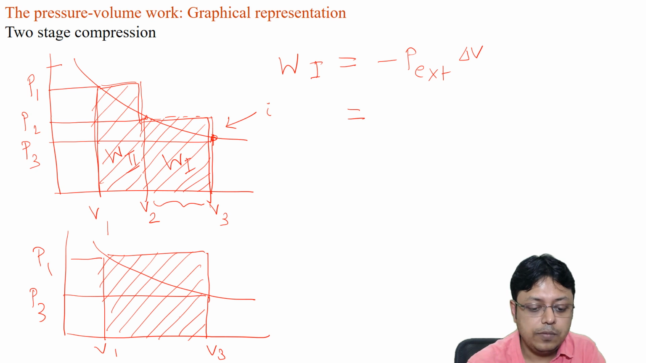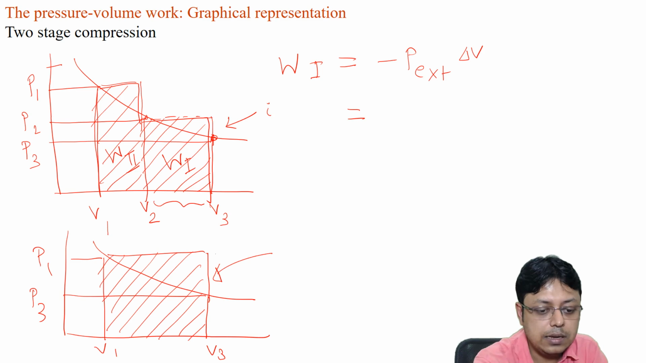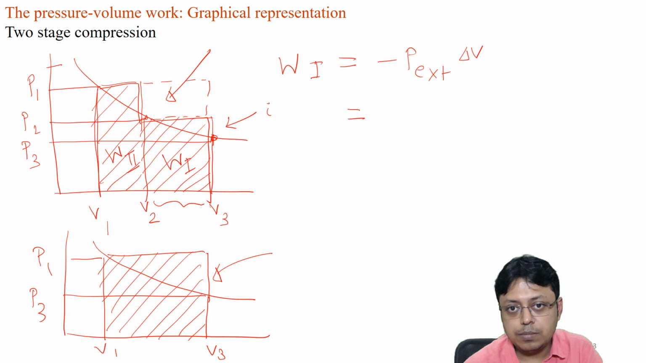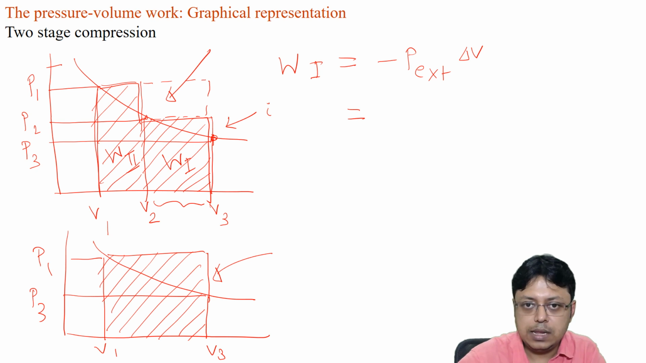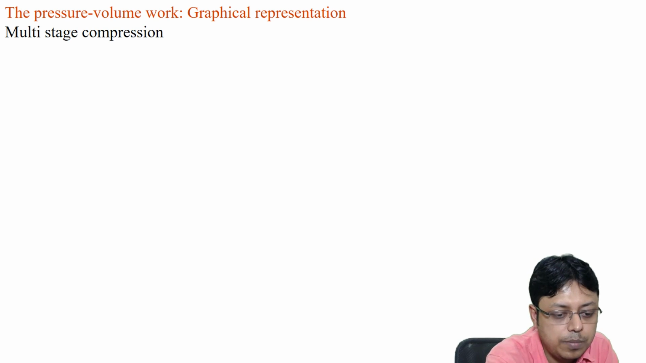In this case, if we do a single step compression, the work done on the system was much more, and the moment we change it to a two-step, we see the area is now lessening by this amount. So in the same token, if we keep on increasing the number of steps, the work done on the system by the surrounding must be less and less. Let us just try to draw that. What will happen for the multi-stage compression?